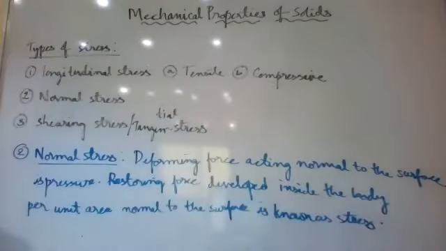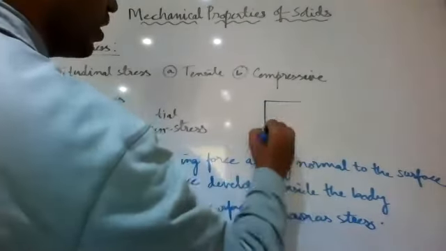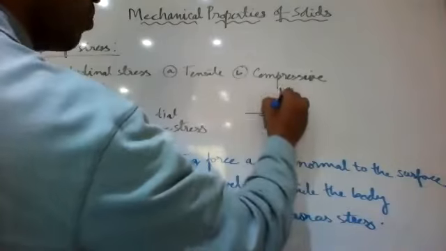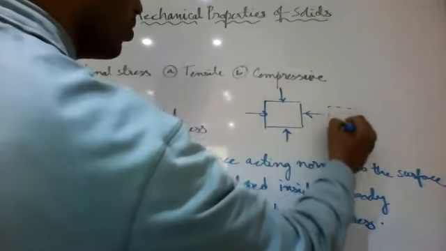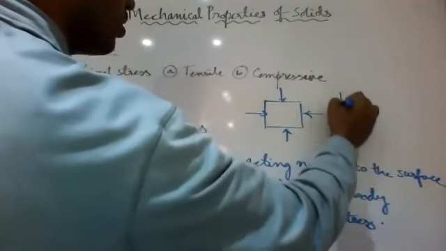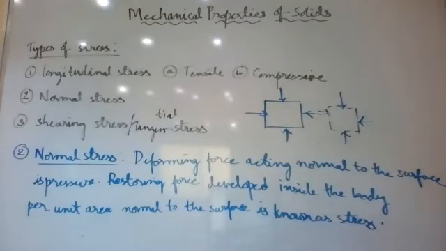Okay, now the next one. An example for this normal stress is, suppose you are taking a body like this and you are applying the force in this way, then what happens? The actual volume will go down. See, the total volume is going down. So that is said to be normal stress. Next is tangential stress, which is acting tangentially to the surface of the body.